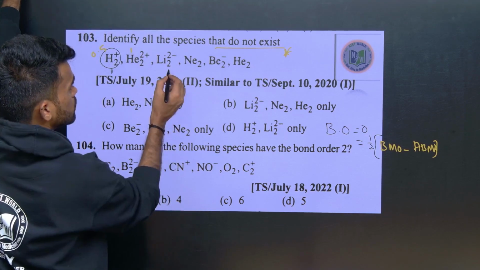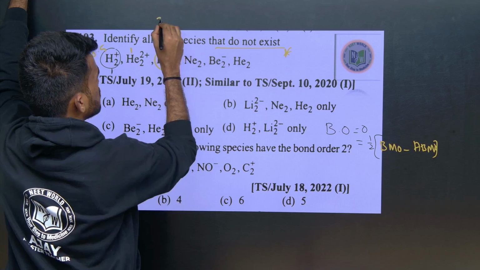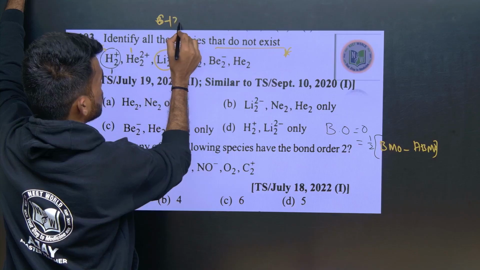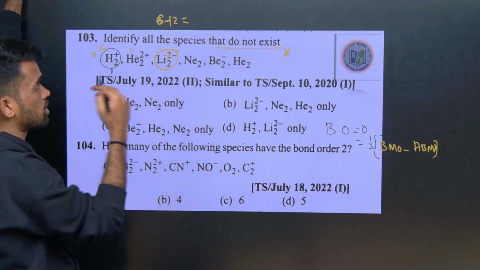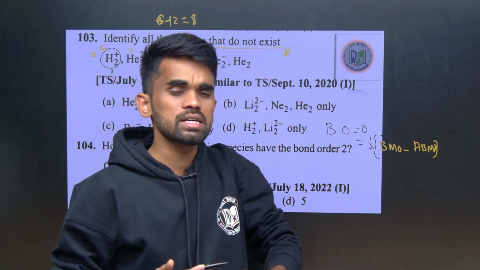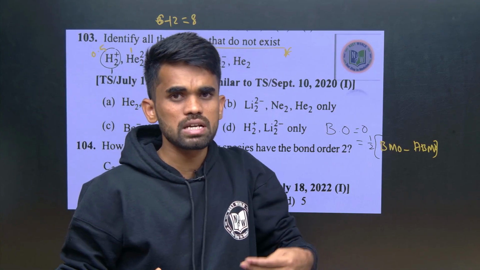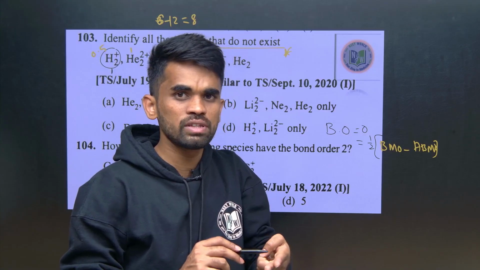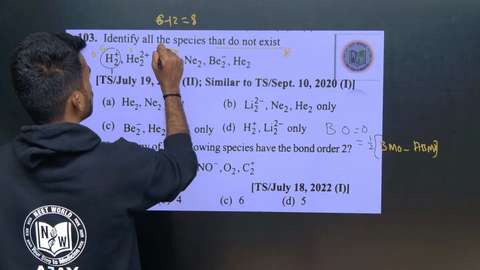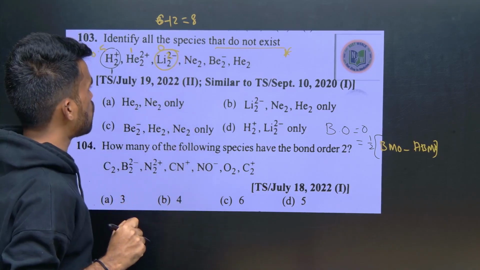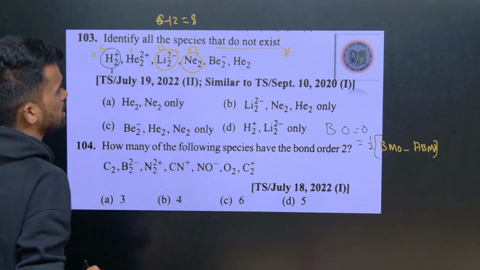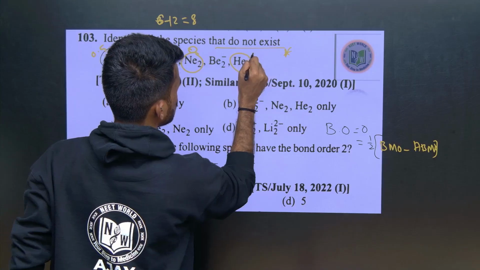For lithium, how many electrons are there? Lithium has atomic number 3, 2 atoms gives 6. So 6 electrons, and since there is a minus 2 charge, you need to add 2 more electrons, so it becomes 8. What do 8 electrons mean? Sigma 1s 2, sigma star 1s 2, sigma 2s 2, sigma star 2s 2. All these 4 orbitals are filled with 2 electrons, so they cancel out each other, bond order 0, so it won't exist. Similarly for neon also the bond order will become 0, so that won't exist. For helium also the bond order will be 0, so it won't exist.